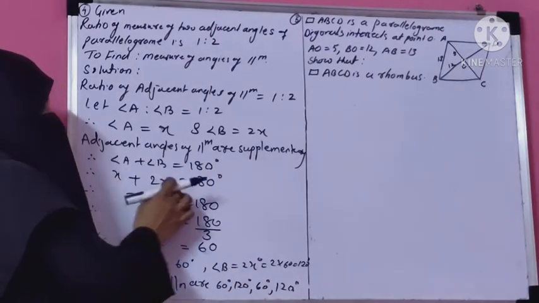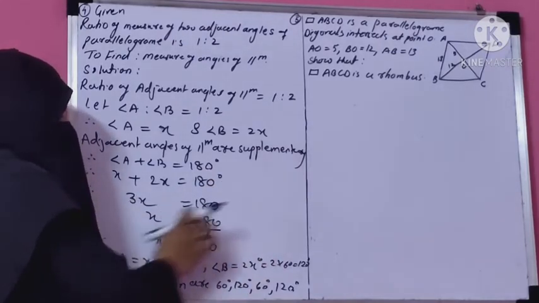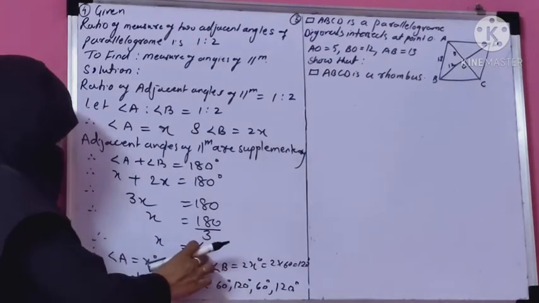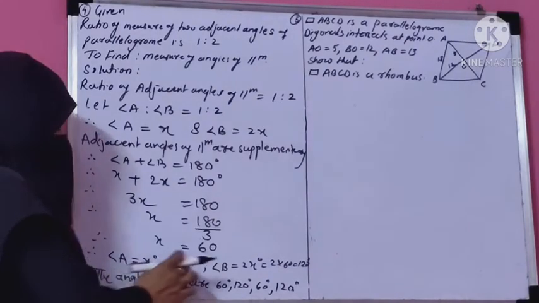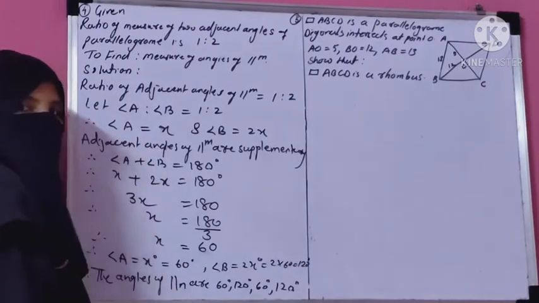Substitute the value: x plus 2x is equal to 180. So 3x is equal to 180. x is equal to 180 divided by 3. So x is equal to 60. Now you get angle A is nothing but x degree, 60 degree. Angle B is 2x degree, that means 2 multiplied by 60, 120 degree.